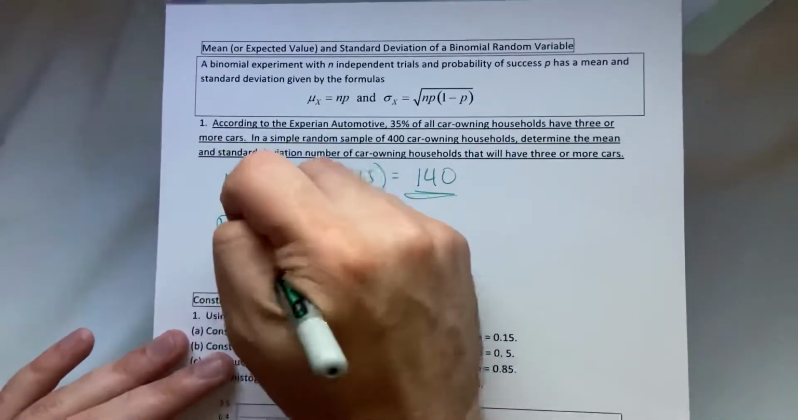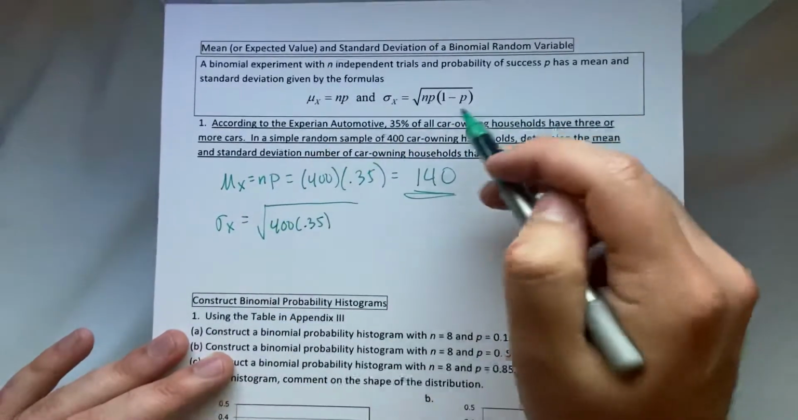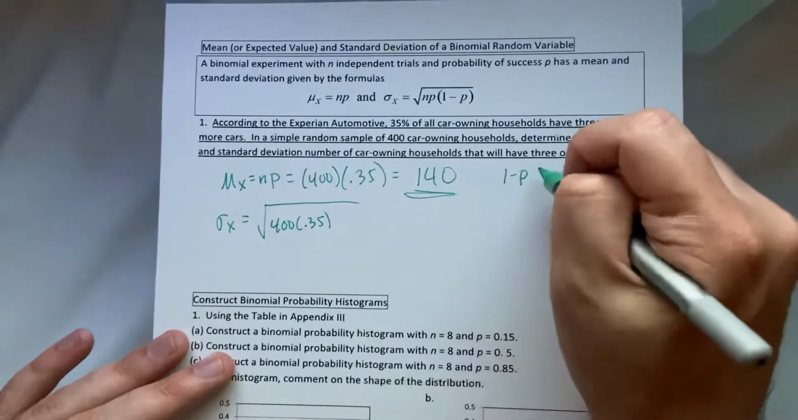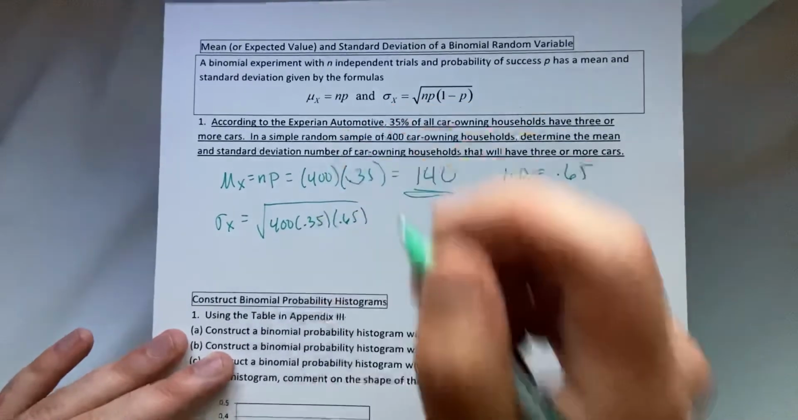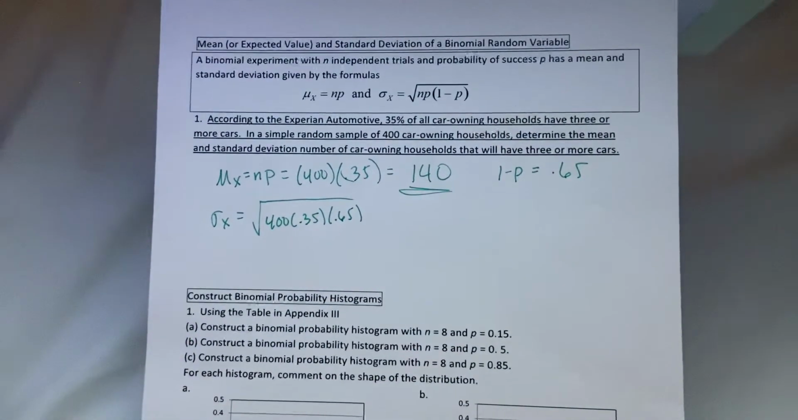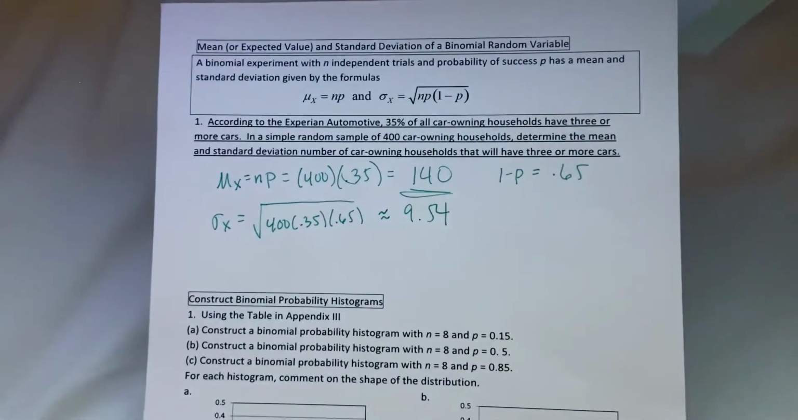Standard deviation of x is the square root of those two numbers multiplied together. There's a third number though, 1 minus p, so 1 minus 0.35 is 0.65. And then you put that in the calculator, and you get 9.54. So it's really about knowing these formulas and using them. It's not too bad.